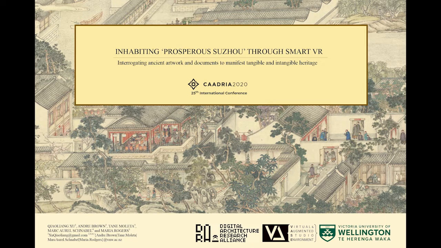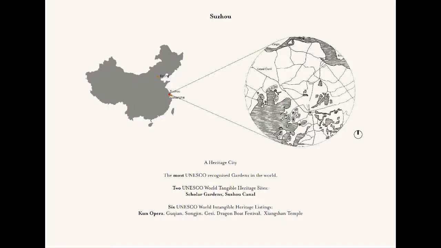The key words for this research are digital heritage and cultural landscape. We take Suzhou as the case study, the city just next to Shanghai. The city has the most UNESCO recognized gardens in the world. There are various tangible and intangible heritage collected by UNESCO, such as Scholar Gardens, Suzhou Canal, and Kunqu Opera.